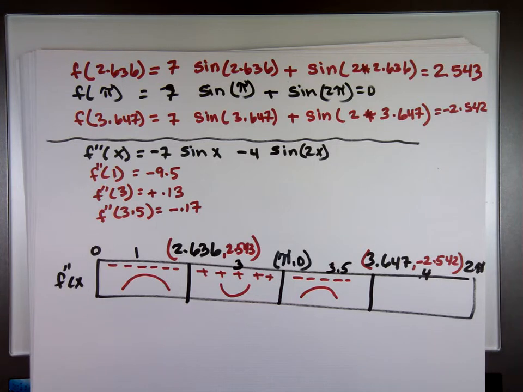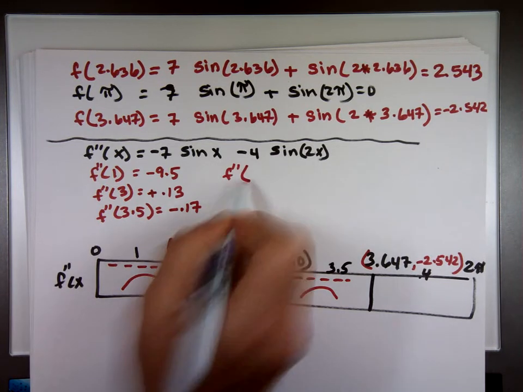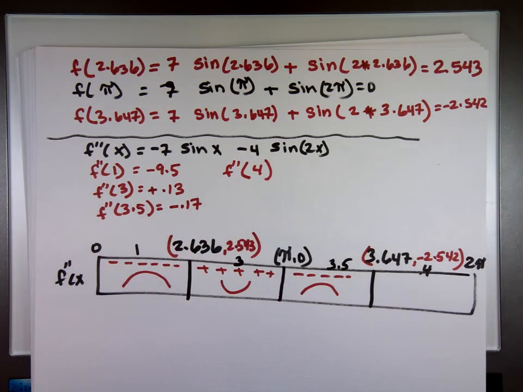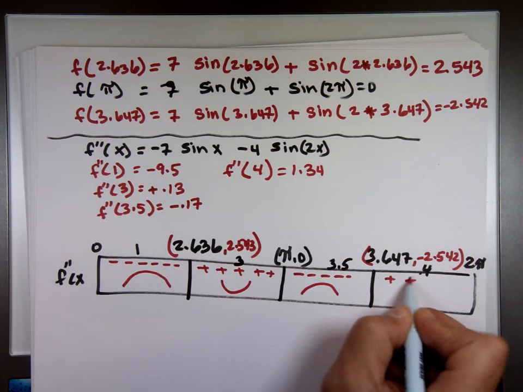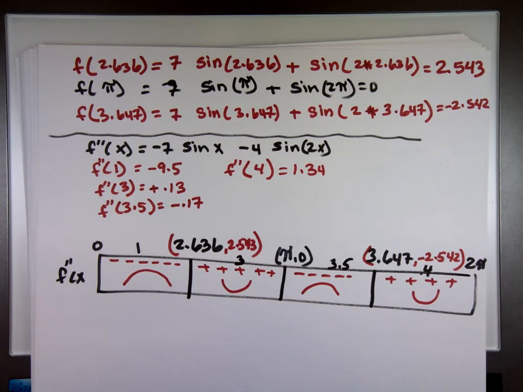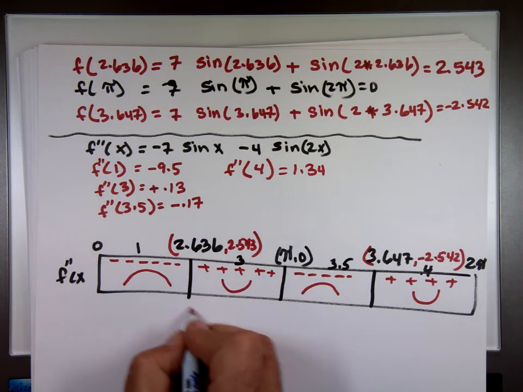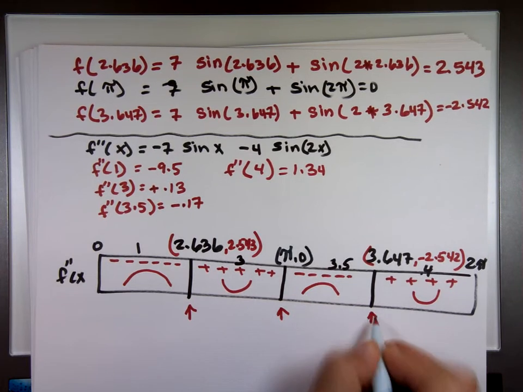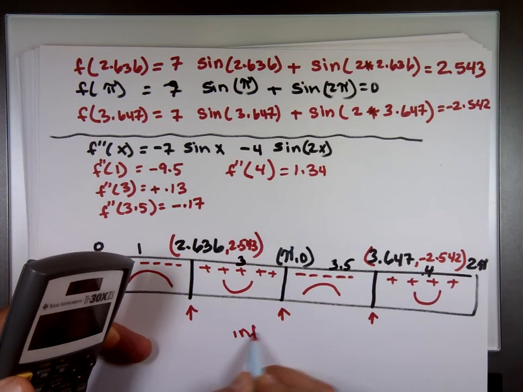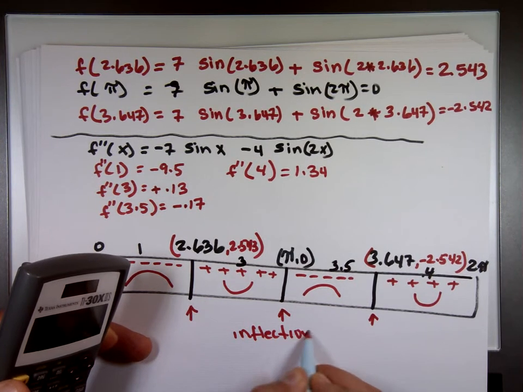The next one, a 4: negative 7 sine of 4 minus 4 sine of 8. 1.34, positive. Where's my inflection point? Right here. Inflection point. Right here. Inflection point. And right here, inflection point. You get 3 of them.